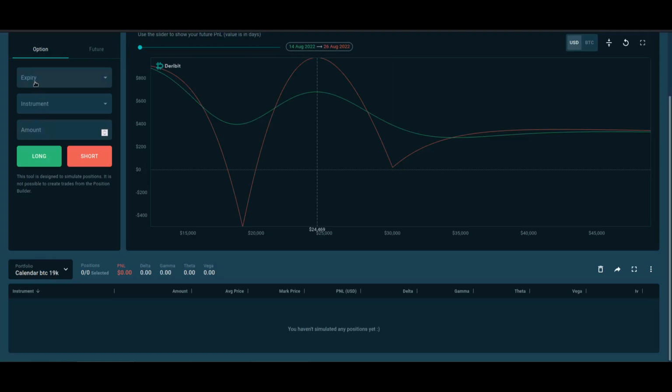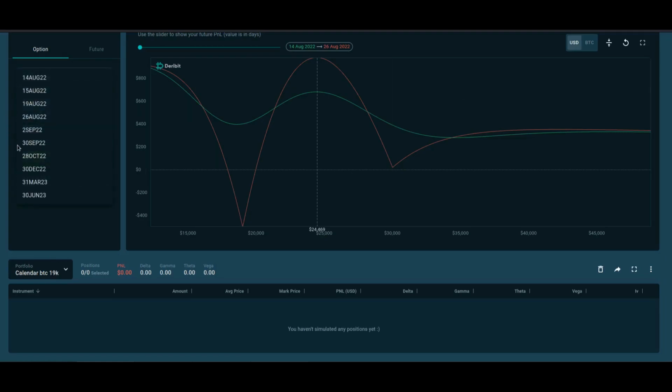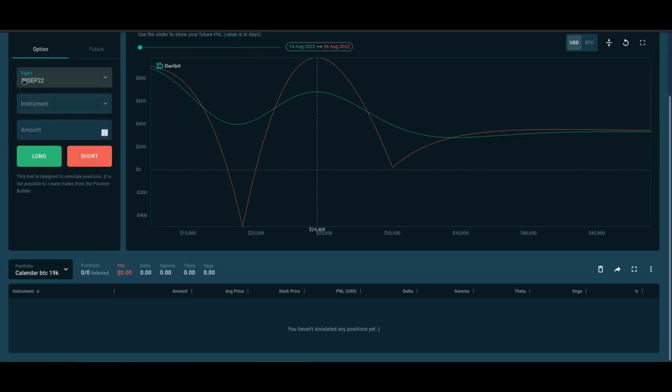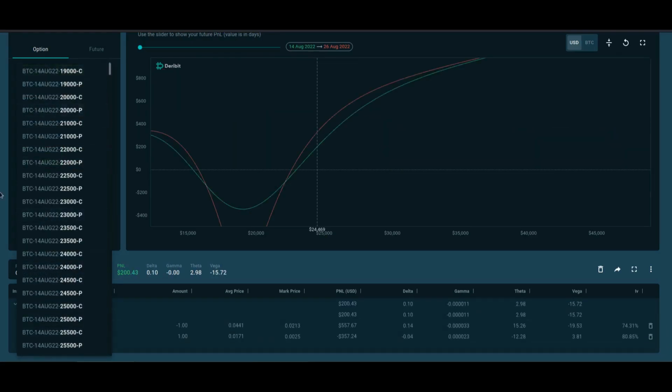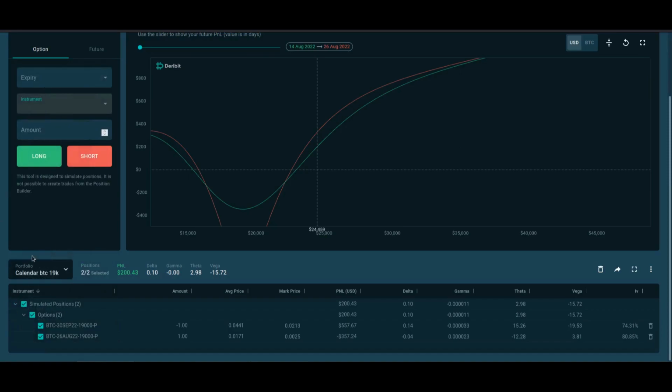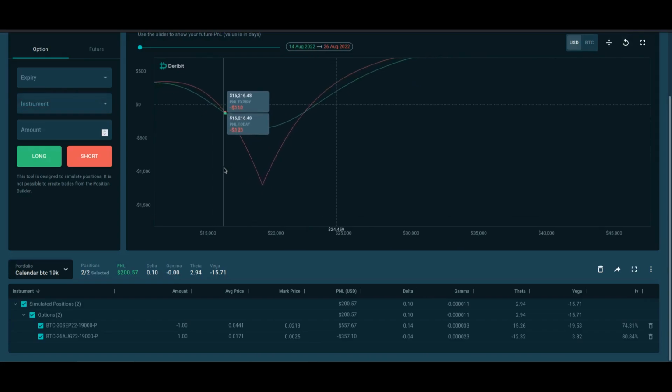19,000. Okay, let's just do this. So let's take a look at September's area. We have 30 September sold one contract and bought the same strike on early exercise area. So it looks like this.